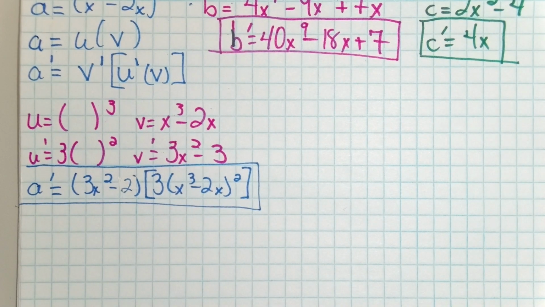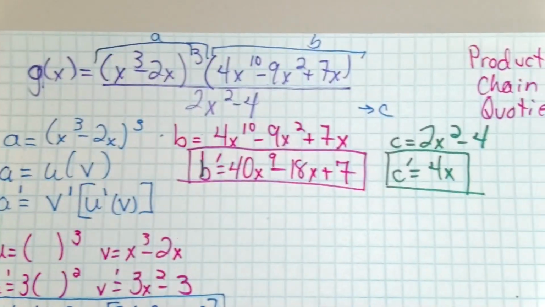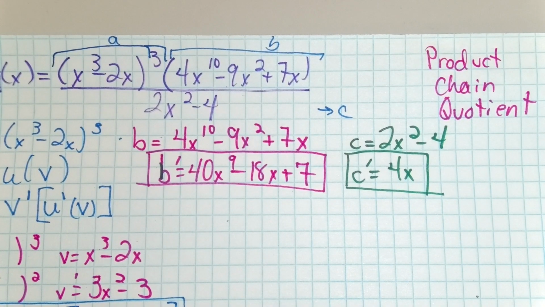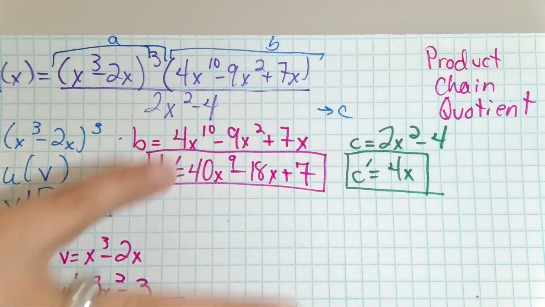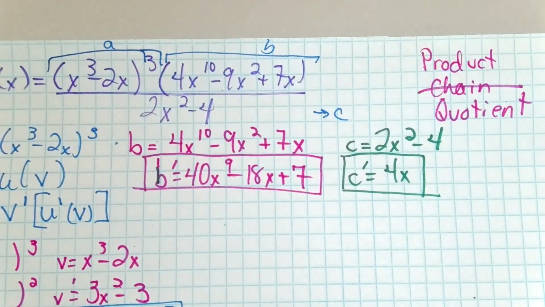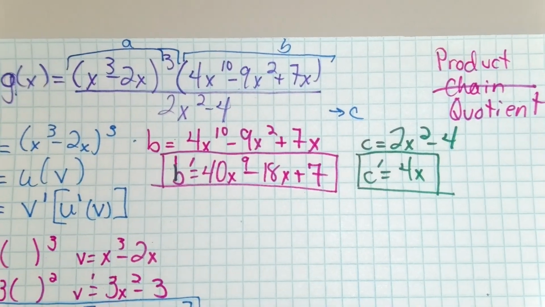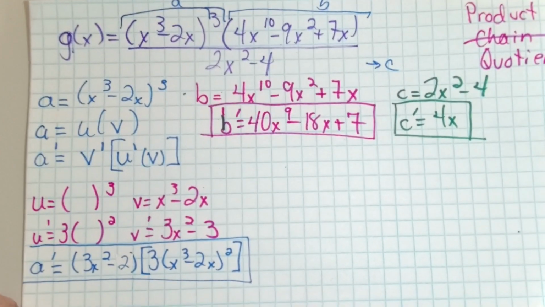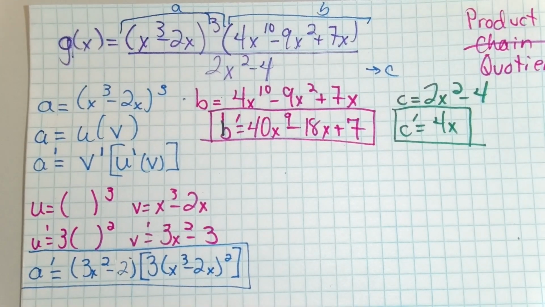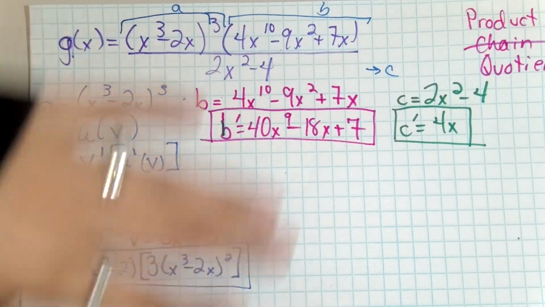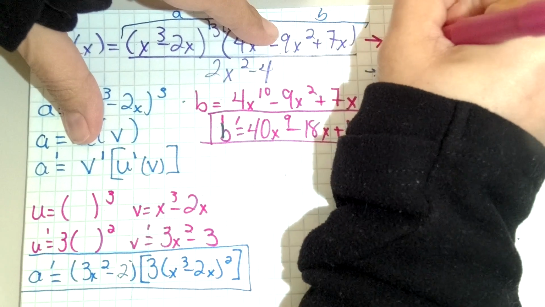Okay. So, I've used which of these rules? Chain. Good. One rule down. Now I need to do the other two. We're going to work with the numerator. The numerator is what rule? Product. Good. This is still u.